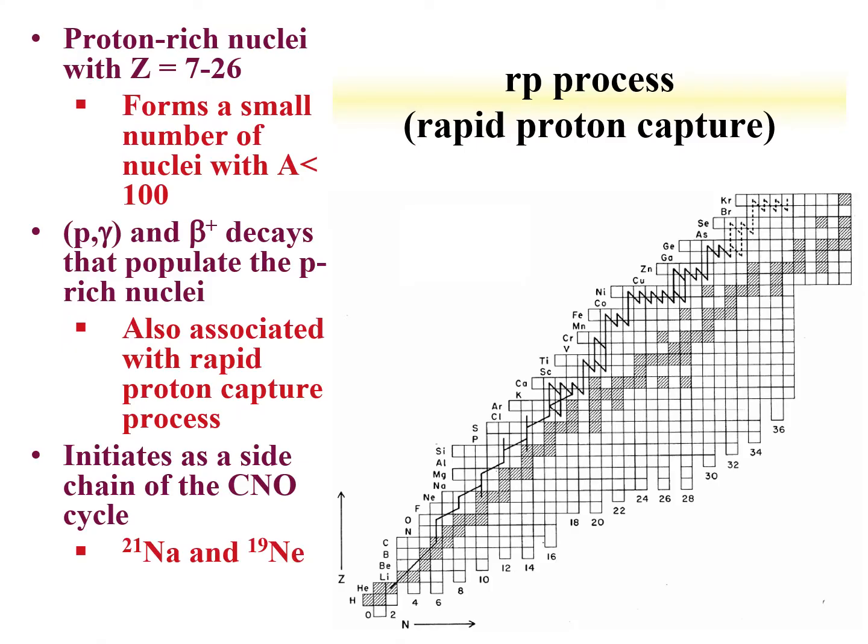A final process that occurs to complete the formation of the proton-rich nuclei is called the RP process, for rapid proton capture. This occurs with relatively light elements from Z of 7 to 26. You get proton-gamma reactions and subsequent positron decay that populate these proton-rich nuclei. This is initiated as a side chain of the CNO cycle, for instance with sodium and neon isotopes.